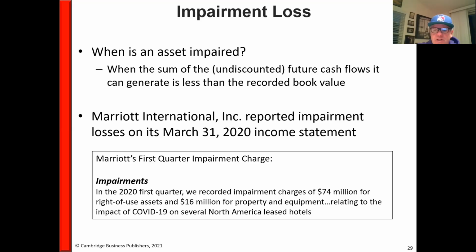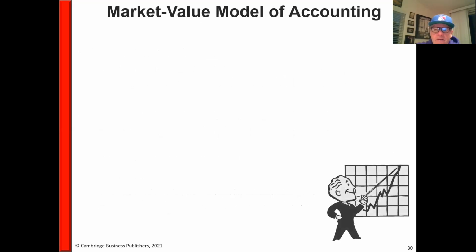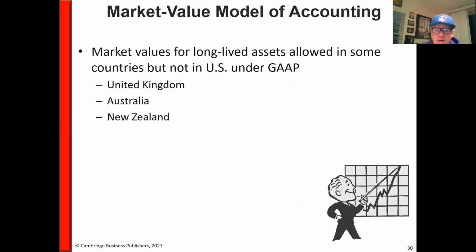Okay, so the asset has lost its ability to generate future cash flows. We do have market value accounting. We don't have it in the US for long-lived assets, but we do have it for marketable securities, which we'll learn about in Chapter 8. But other countries allow adjustments to market value.